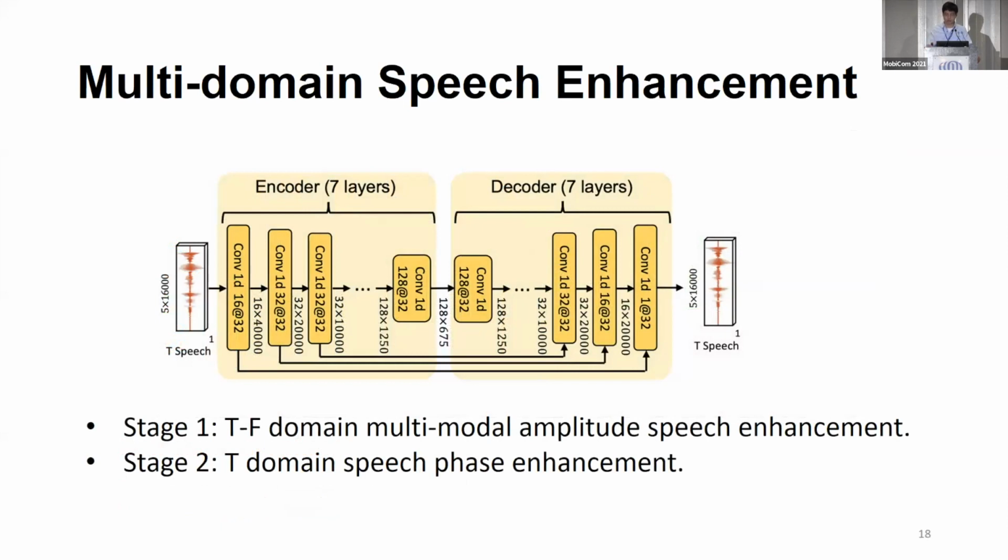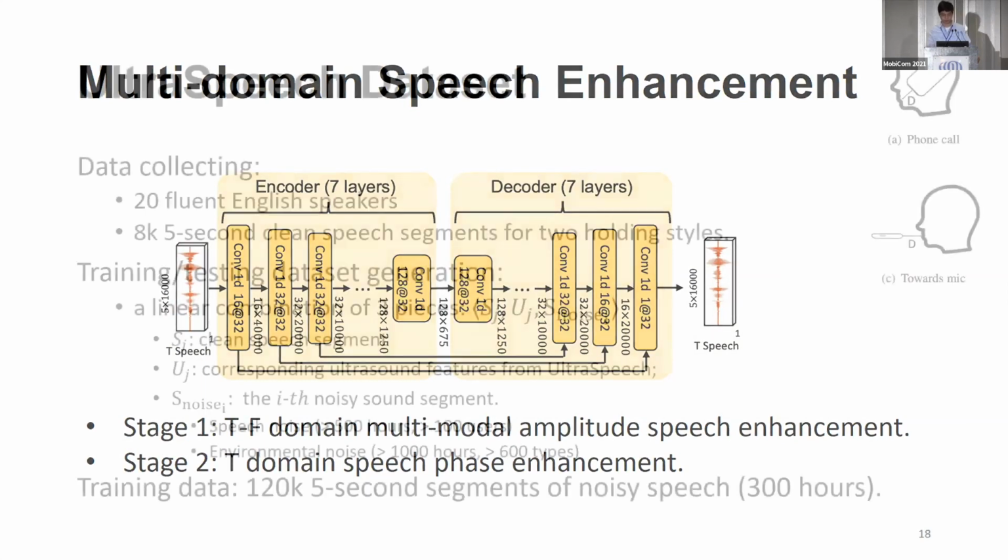So after the time frequency domain amplitude speech, we try to convert the speech back to the time domain and try to fine-tune the phase of the speech in the time domain. We find that learning the phase information in the time frequency domain is extremely hard, but learning it in the time domain will be kind of easy. We design an encoder-decoder-based network to correct the phase of the enhanced speech to improve the speech quality.